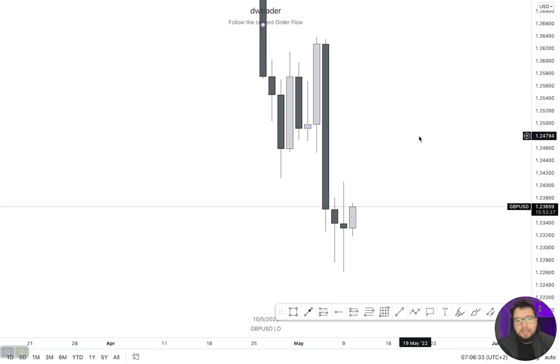We're going to look at the daily, and we're going to see what potential trade setups we can take, and then just take it from there. Nothing too exciting, so let's see how it goes and what happens.